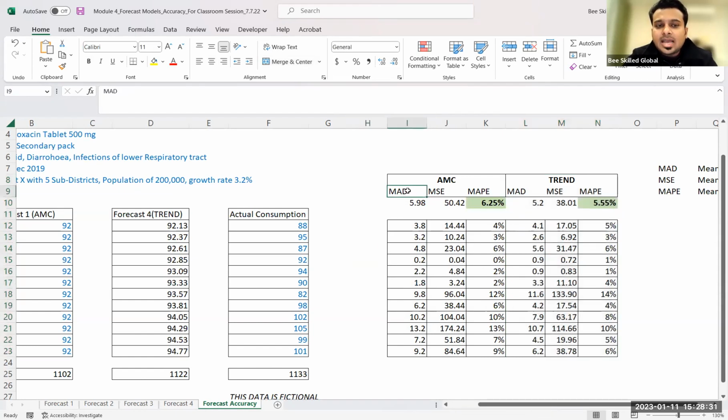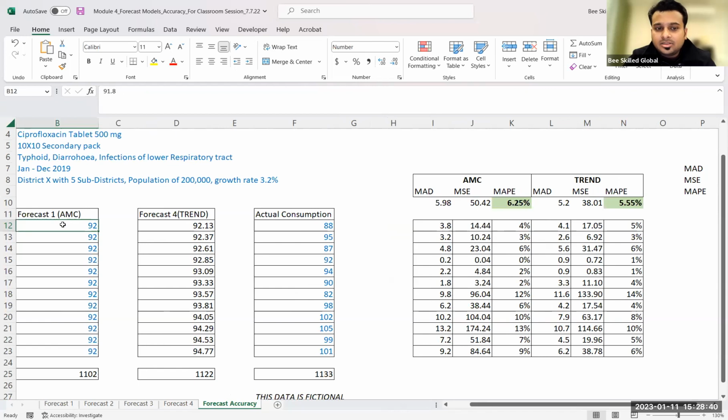So first is mean absolute deviation. We will also calculate it month on month. So in the first month, the deviation between the forecast and the actual consumption was 3.8. How did we arrive at that? ABS means absolute. That's the formula for absolute. And then we subtract this forecast from the actual consumption. So 88 minus 92. But since we have used the absolute function, the result will be positive only. So that deviation was 3.8. Then next month 3.2, 4.8, 0.2, and it keeps on going.